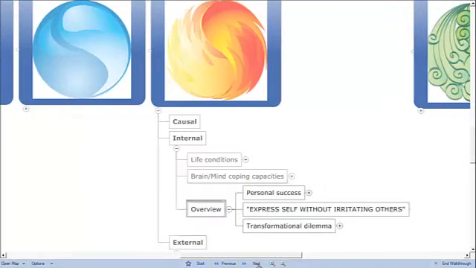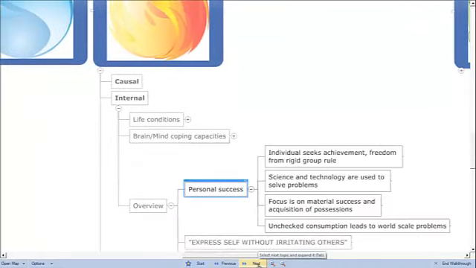Really, this is the level of personal success, the level of entrepreneurs. So it's characterized by the individual seeking achievement and freedom from the rigid rule of the group. Science and technology are used to solve problems. The focus is on material success and the acquisition of possessions. Really conspicuous consumption is what we're talking about. And this kind of unchecked consumption leads to world scale problems.